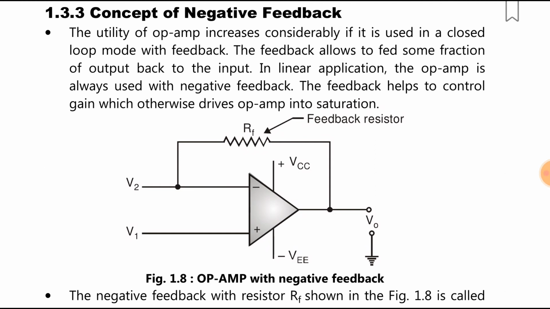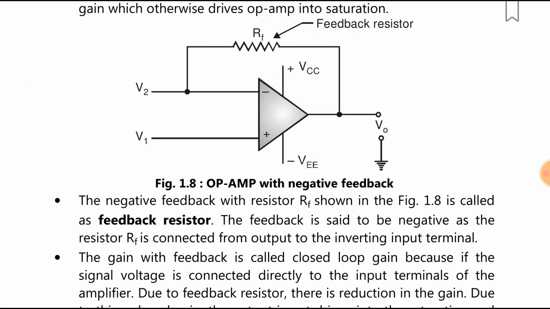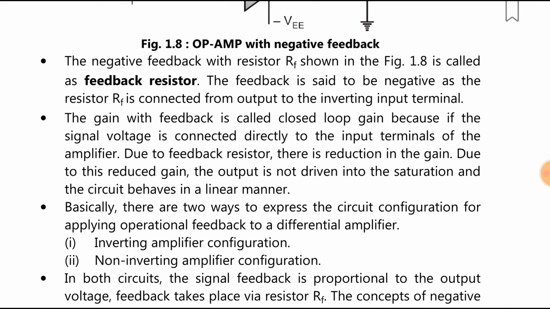So here you just see the feedback resistor RF is connected from output to input side. So this is known as a negative feedback. And RF is known as a feedback resistor. The feedback is said to be negative as the resistor RF is connected from output to the inverting input terminal. When this resistor is connected to the positive or non-inverting terminal, it will be positive feedback.